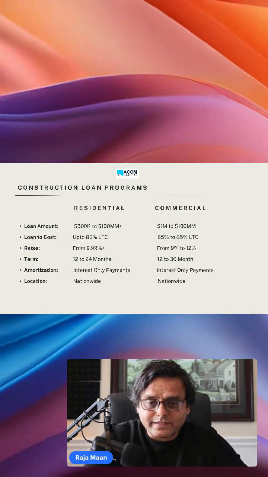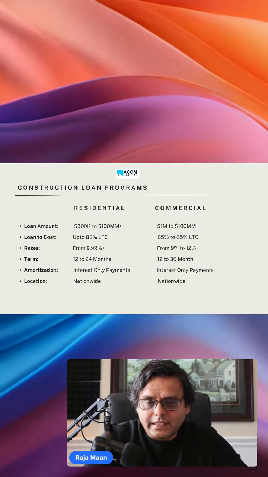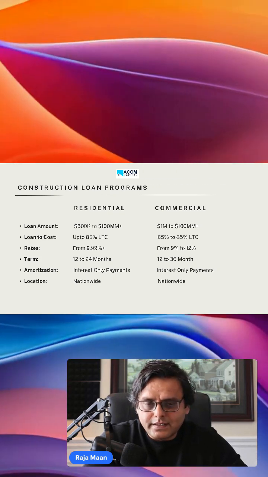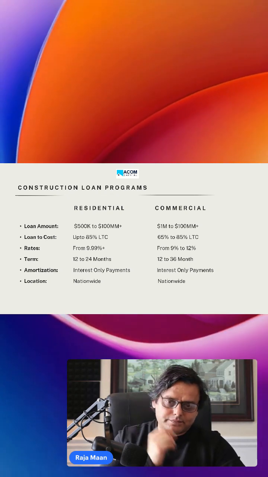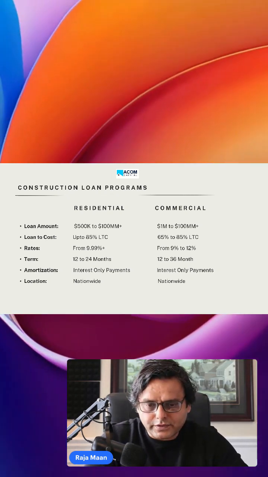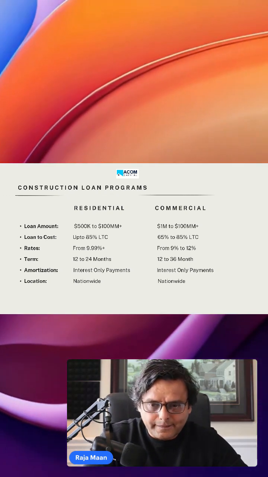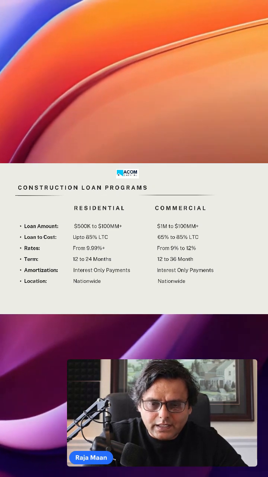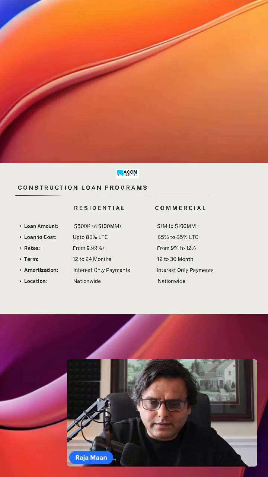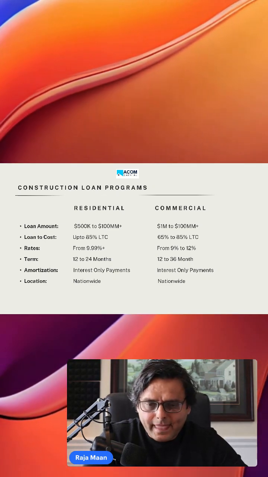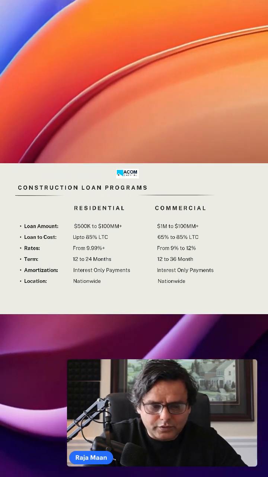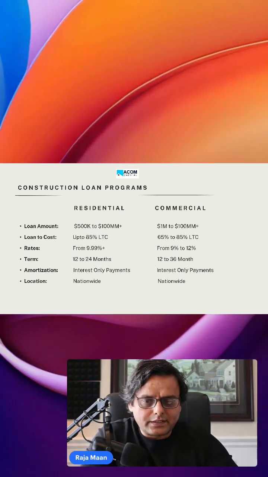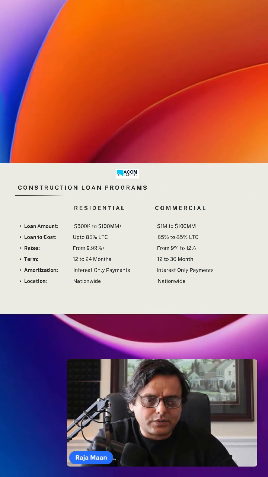Term is for residential 12 to 24 months. It's by default 12 months. And for commercial, we can go from 12 to 36 months, because construction for commercial is always larger than residential. Interest-only payments for both cases. There's no amortization. At the end of the term, you make the balloon payment of the total amount, and the location is nationwide. But there's a catch in nationwide.